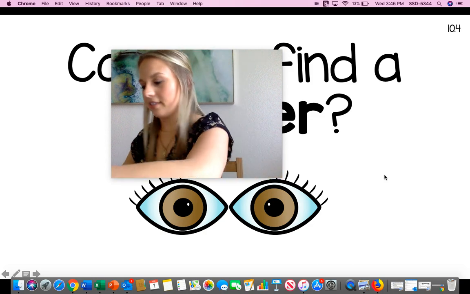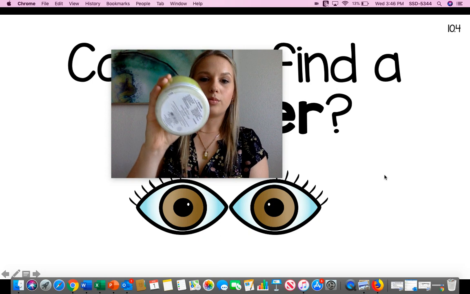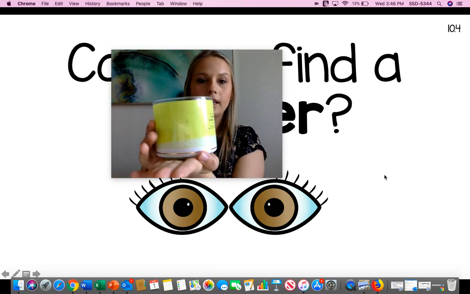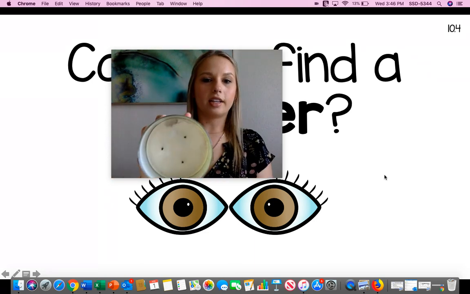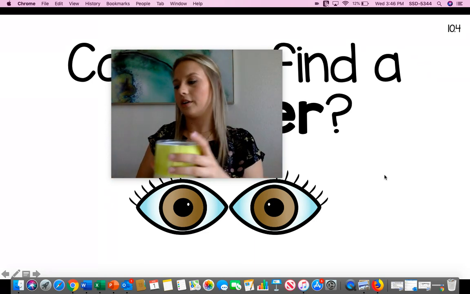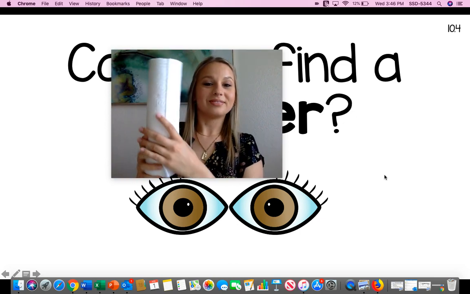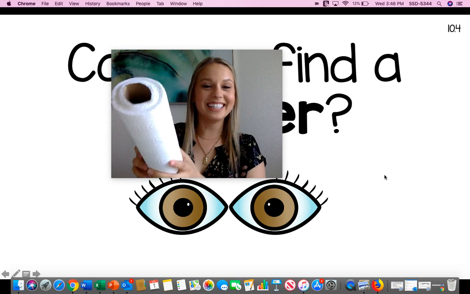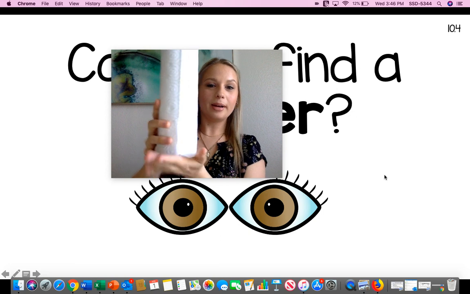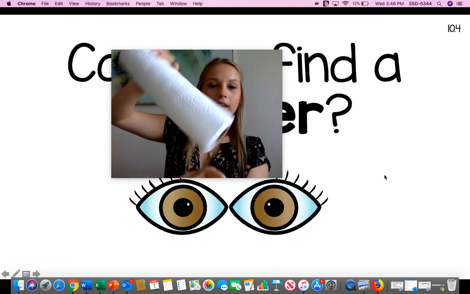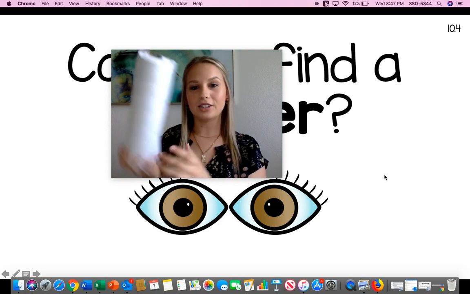All right, the next thing I found is a candle. A candle is a cylinder. It has one flat surface on the bottom and one flat surface on the top. I can lay it down flat. If I look at it this way, it's round and curved. And the last thing I found, but sometimes can't find at the store, is a paper towel roll. It's flat on the bottom and flat on the top. If I look at it this way, it's round and curved. So this is a cylinder too.